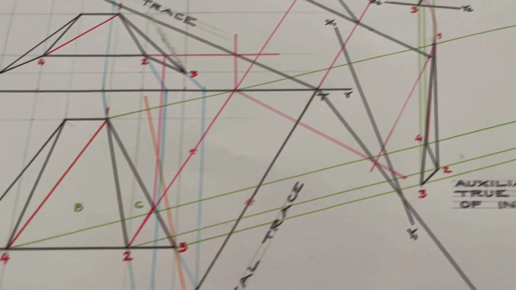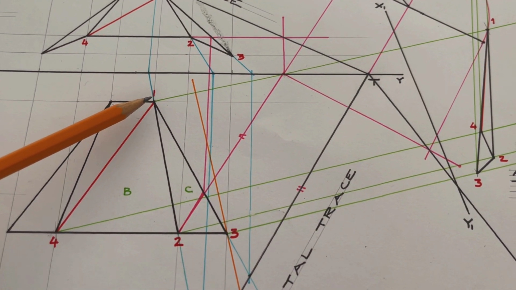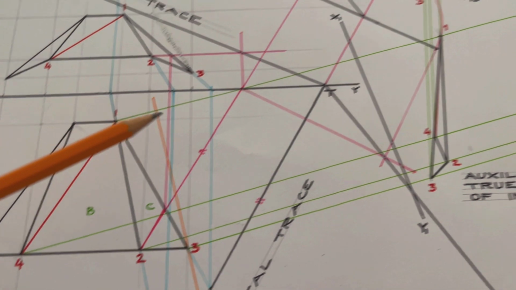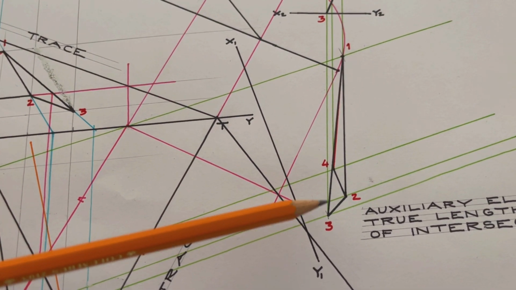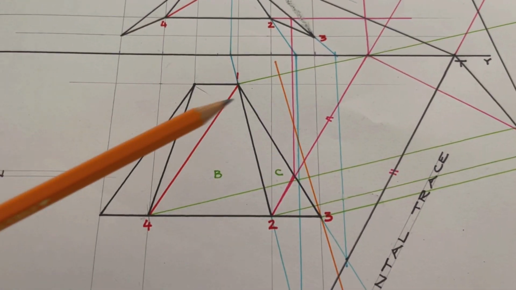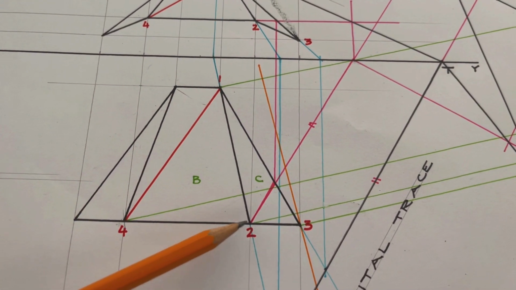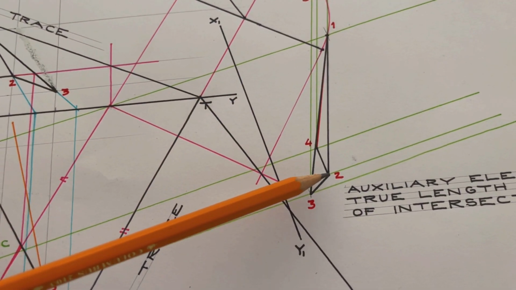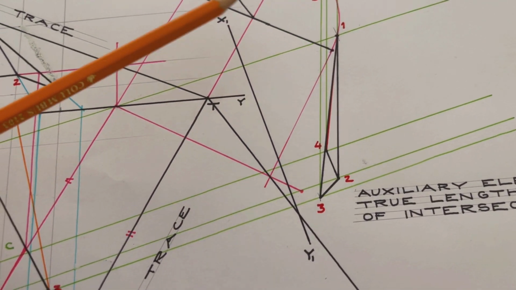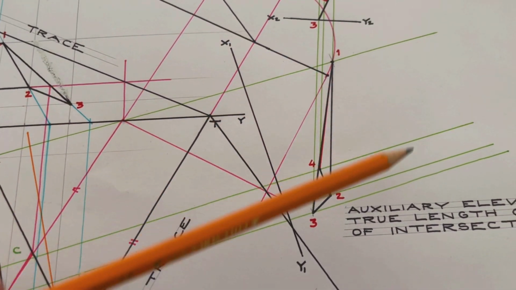Join the points as they are in plan, so you have a line going from 1 to 2 to 3 and back to 1, and then on the other side we have 1, 2 already, and then from 2 to 4 and back to 1. That then completes the auxiliary elevation.